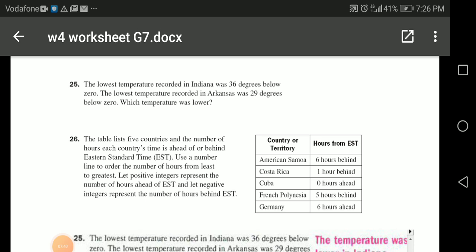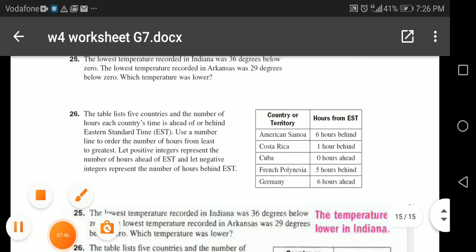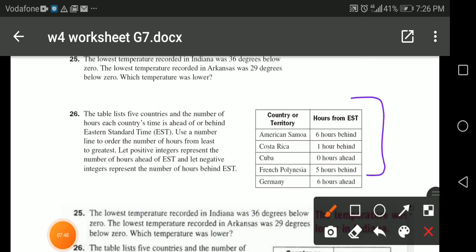If I ask you, the table lists 5 countries. Can you see this table, guys? The table lists 5 countries and the number of hours each country's time is ahead or behind Eastern Standard Time. Use the number line to order the number of hours from least to greatest.